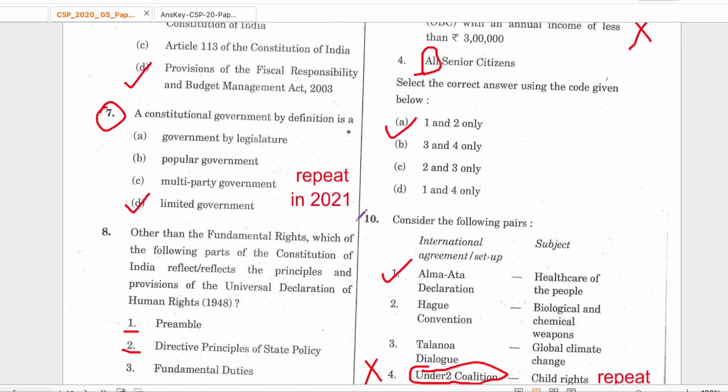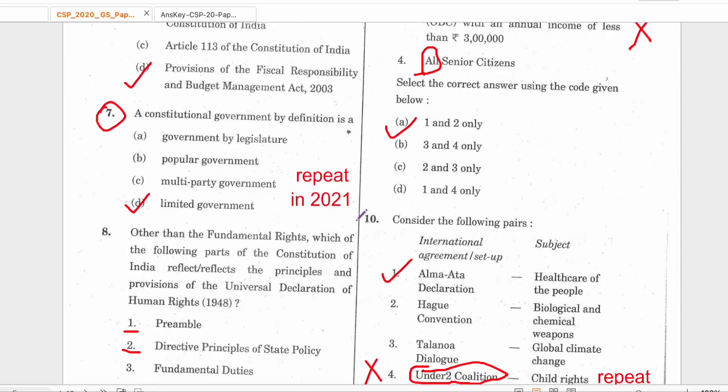Constitutional, question number 7. A constitutional government by definition is a government by legislature, popular government, multi-party government, limited government. When you have a constitution, it does not mean you have a government by legislature. It does not define anything like this. Constitutional government does not mean popular government. Constitutional government does not mean there is a multi-party government.